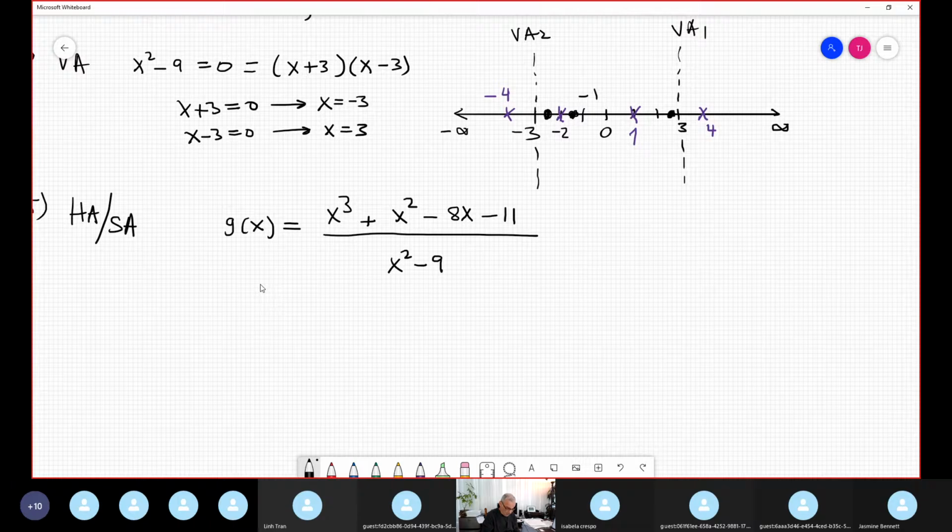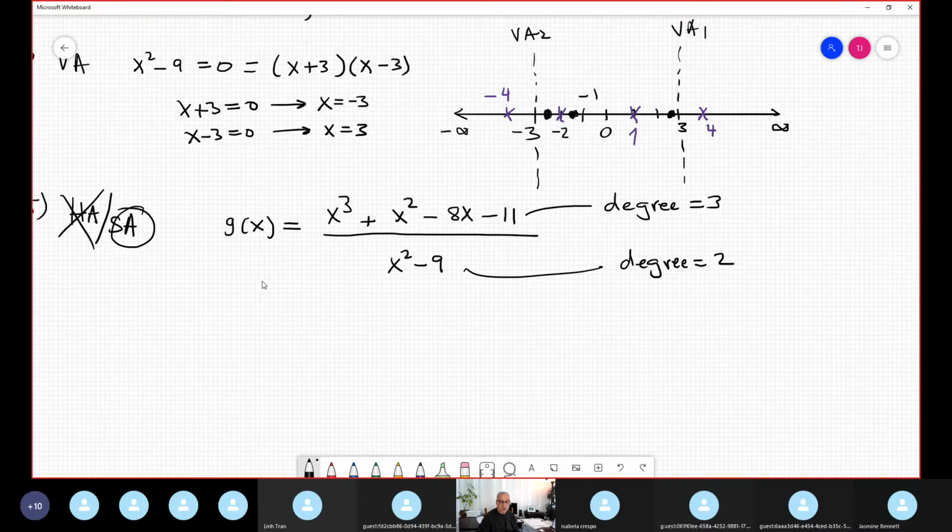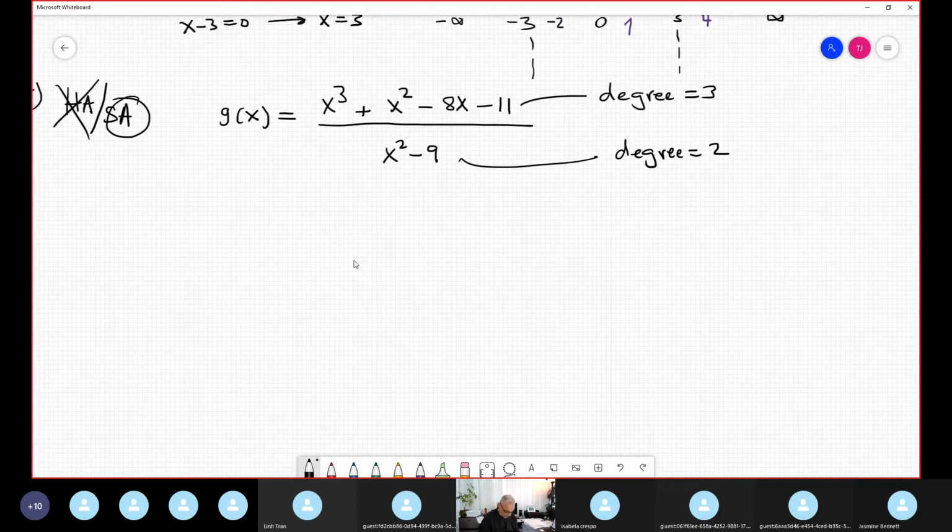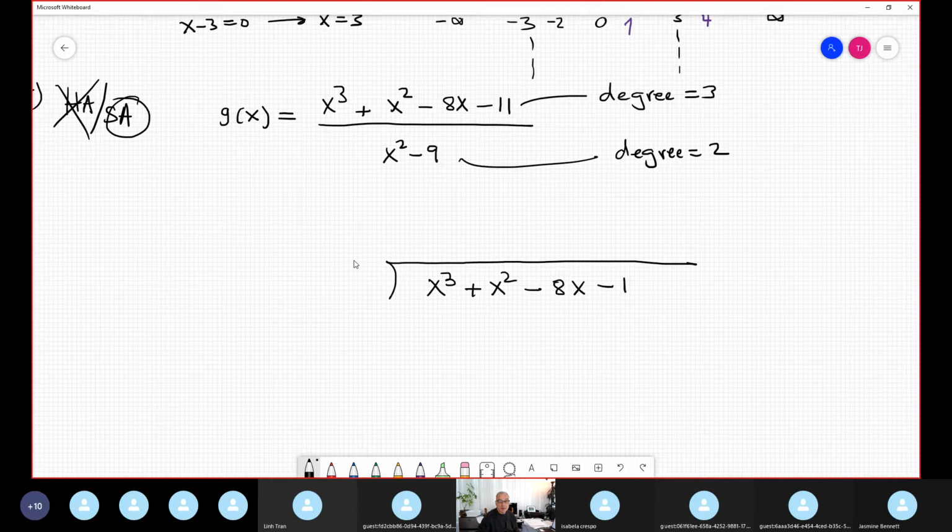Okay, now I do the degree analysis, degree 3, and degree 2, no? Therefore, it's obvious the degree of the top is 1 more than the degree of the bottom, so it is slant. No horizontal. So we are doing the long division, or synthetic division, the way you prefer. So let's do the division. X cubic plus x squared minus ax minus 11 divided by x squared minus 9.